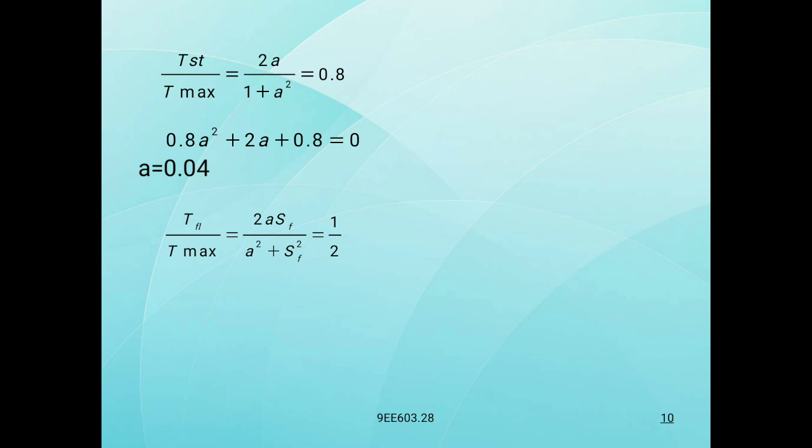T full load by T maximum is 2A SF by A square plus SF square, that is equal to 1 by 2. So 2 into 0.04 SF by 0.04 whole square plus SF square is equal to 1 by 2. SF is equal to 0.01.